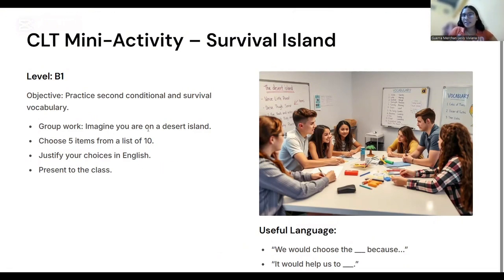So there are some instructions that you tell your students. The first one is group work. You say that they have to imagine that they are on a desert island. They have to choose 5 items from a list of 10, and then they have to justify their choice in English. And finally they have to present, using useful language.